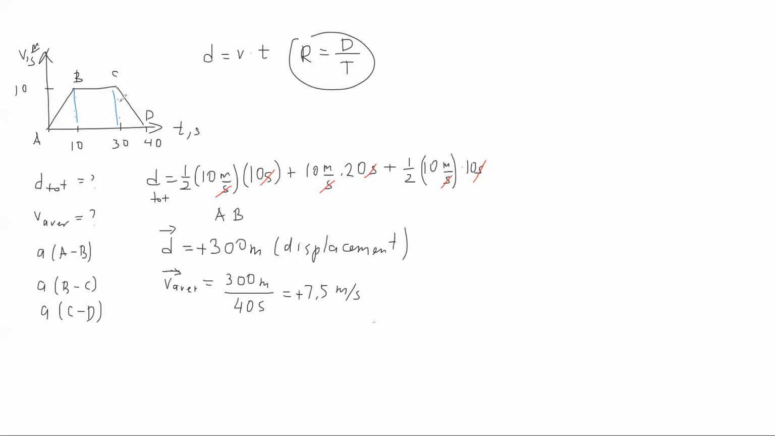And let's find out accelerations now. Now this part is really easy because acceleration is the slope of the v versus t graph. Let me box this thing.